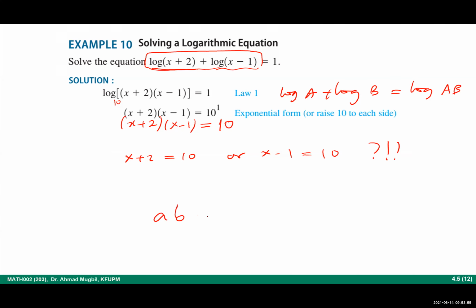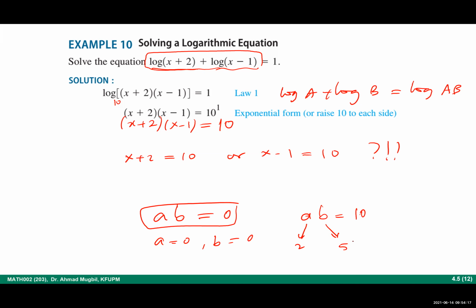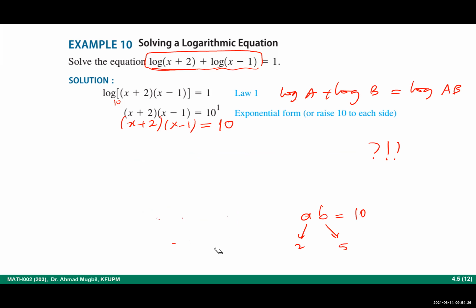Look, when we have a times b equals 0, two numbers whose product is 0, then one of them or both of them must be 0. And this is called, ya shabab, the zero factor property. But when the product of two numbers is 10, it is not necessarily true that one of them is 10. This might be 2, this might be 5, none of them is 10. So no need for that. Of course, this is a mistake that students do, but not you. Be careful.